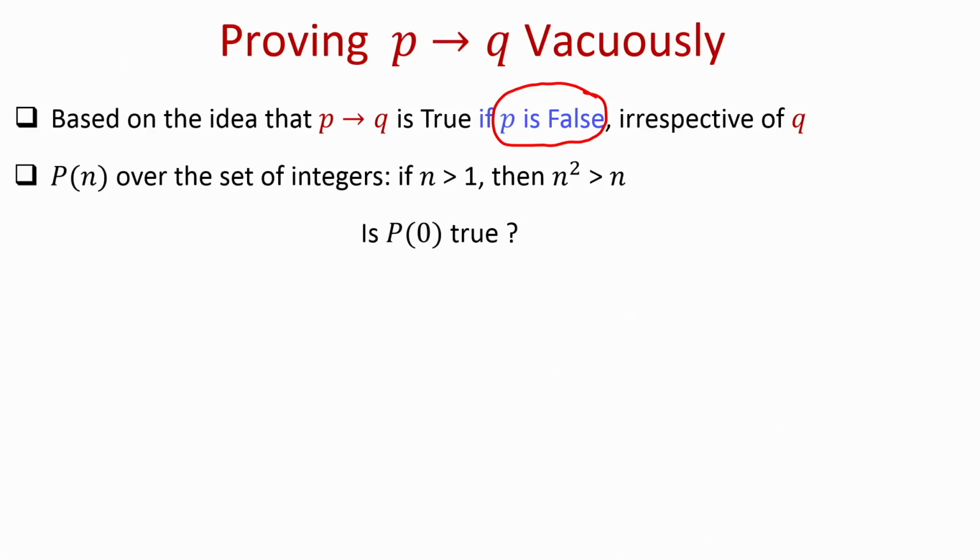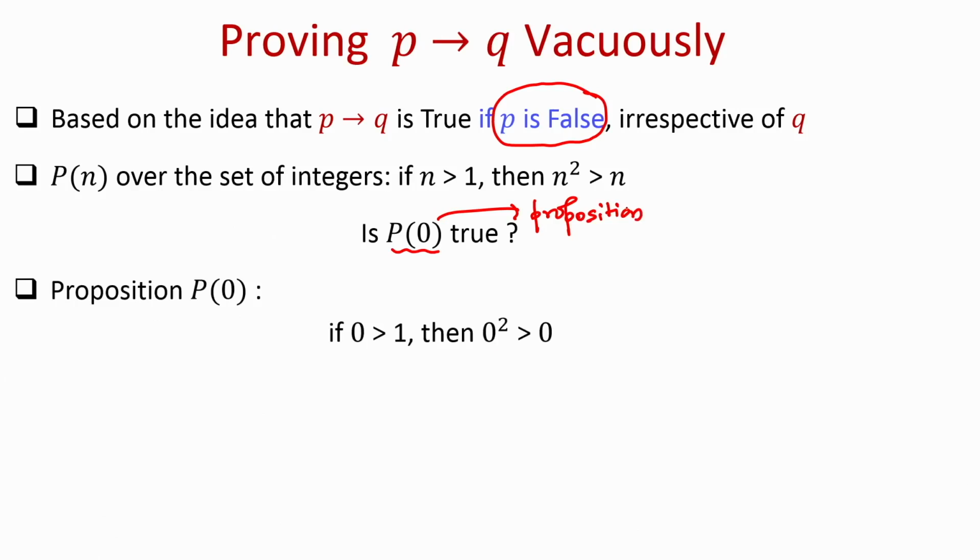So, for instance, imagine P of n is a predicate which is defined over the set of integers, and P of n represents the statement that if n is greater than 1, then n square is greater than n. That is the definition of P of n. Now, we want to check whether P of 0 is true or not. Remember, P of 0 is a proposition which is obtained by substituting n equal to 0 in your predicate P of n. So, what is the proposition P of 0? The proposition P of 0 is if 0 is greater than 1, then 0 square is greater than 0. So, this is your P part, this is your Q part. You want to prove whether P implies Q is true or not.